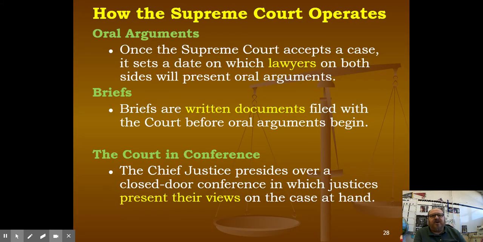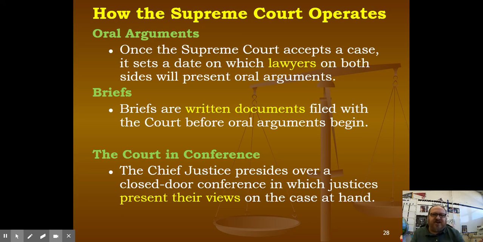Okay, how does it work? There are the oral arguments. This is once the Supreme Court accepts the case, it sets a date on which the lawyers for both sides have got to show up and present their arguments there. Oral arguments, that means spoken. So they get a chance to defend their side of the case in front of the 9 justices of the Supreme Court. So basically make their argument. At that time, the court will also ask them questions. So the justices might stop them and interrupt them and ask them to clarify something.